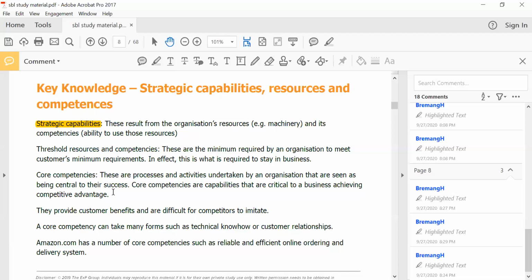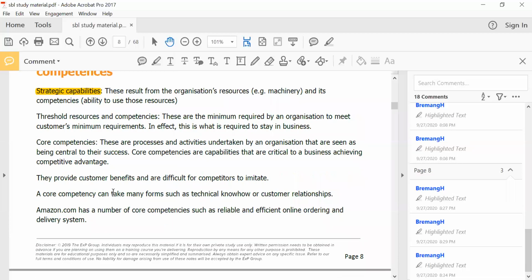To a business achieving competitive advantage. They provide customer benefits and are difficult for competitors to imitate. In fact, that is what makes you as a company. That is what shows why you exist. And we do not outsource that. And it becomes very difficult for competitors to imitate or to copy, right?